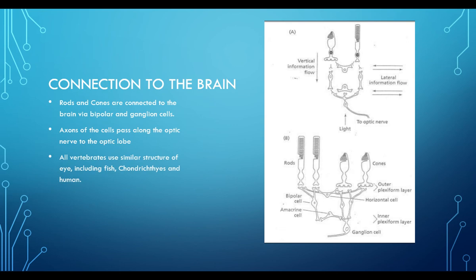And then all vertebrates use similar structures of the eye, including fish, constrictors, and humans. So I don't have individual images of them because it's all pretty much the same. And then I'm going to show you a video that explains this in further detail and how it actually happens.